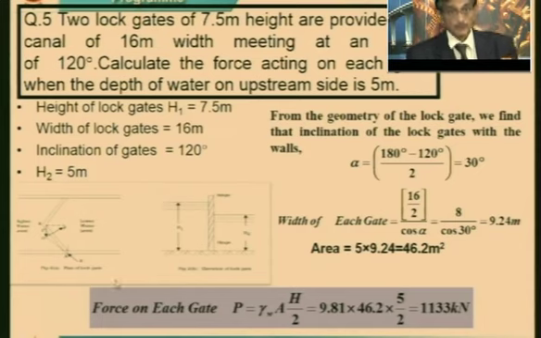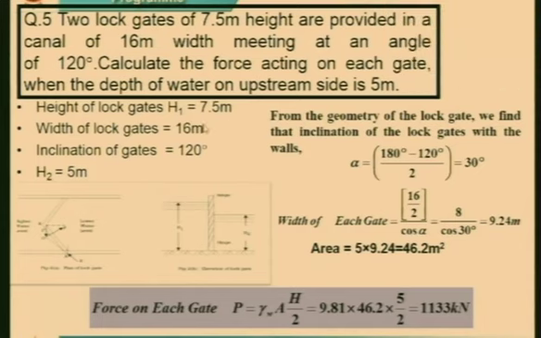Okay. Before I go, I would like to take a small problem. You can see here 2 lock gates of 7.5 meter are provided in a canal of 16 meter width, meeting at an angle of 120 degree. So, you calculate alpha here: 180 minus 120 by 2. Each gate we can calculate based on half of this, 16 by 2, that is 8 by cos alpha. The area is 7.5 into 9.24. We are going to calculate the area.